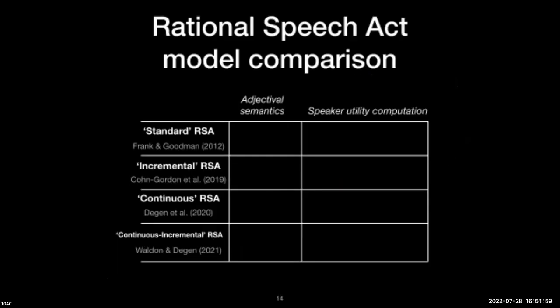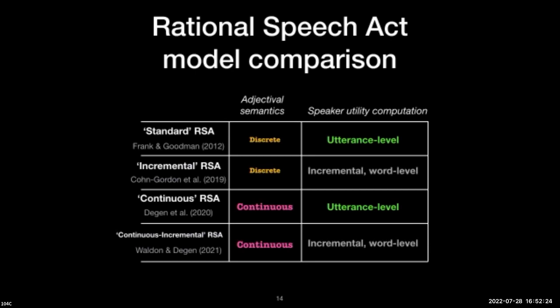So we compare that standard RSA account of the previous slide with 3 other models, which differ along 2 relevant axes. First, they differ as to whether adjectives receive a standard Boolean intersective semantics, or instead receive a continuous semantics whereby size is associated with more semantic noise than color. They also differ as to whether the speaker utility of a referring expression is computed globally for the entire utterance or incrementally at the word level.